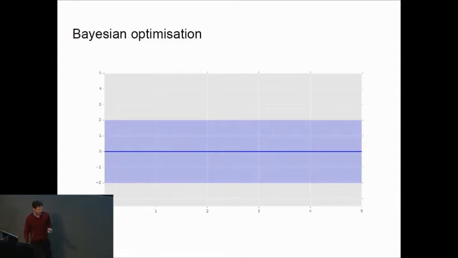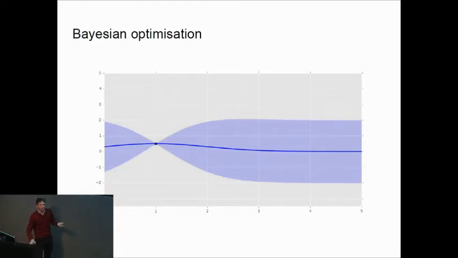So because we haven't seen anything, we may probably pick a point at random. So say we pick 1. We're going to evaluate our objective function at 1. This gives us this point here. And then the third step is going to be to do inference on our model. So suddenly we tell our model, OK, so this is what we observed for input 1.